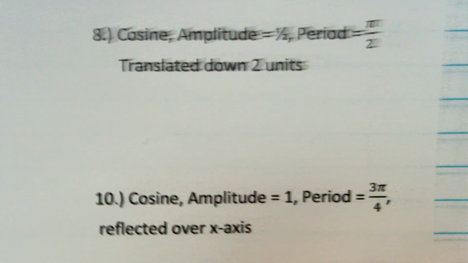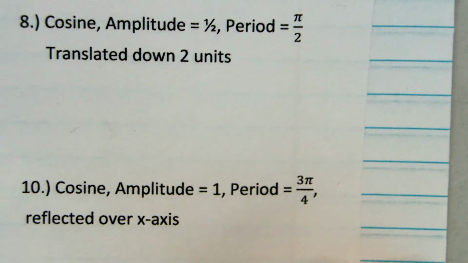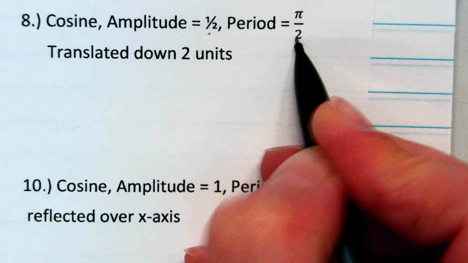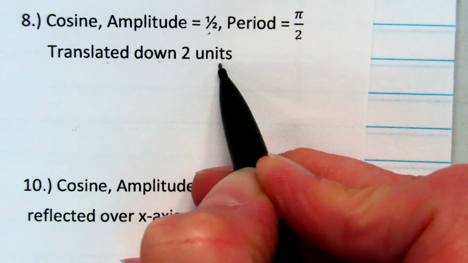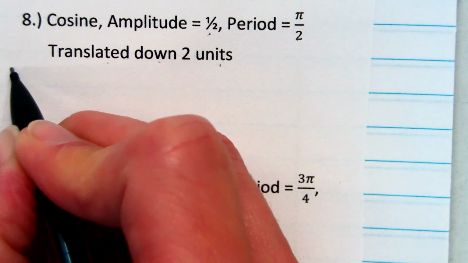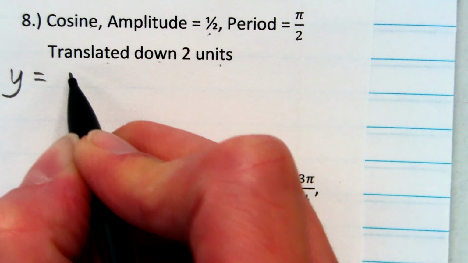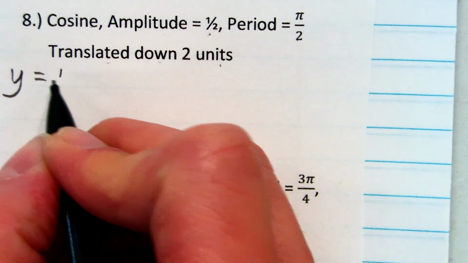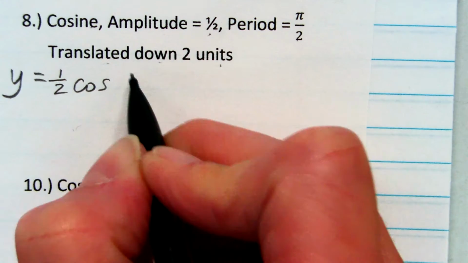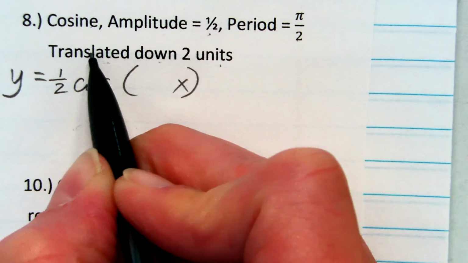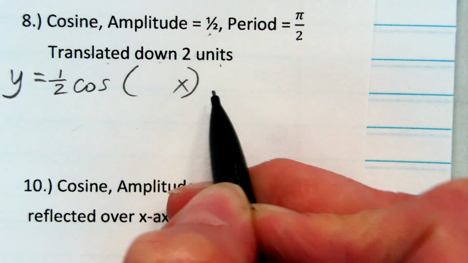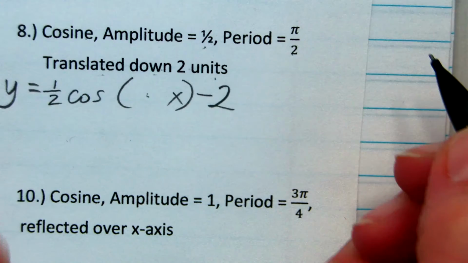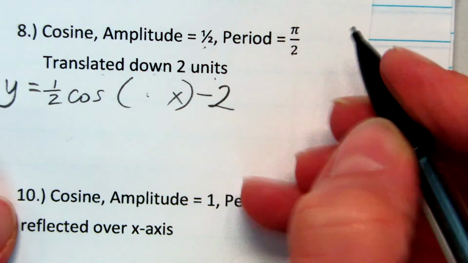So we all love fractions. All right, so on number 8, it's cosine. The amplitude's 1/2. Period's pi over 2. It's translated down 2. So we've got a little extra something there. So I'm going to have y equals, do I need to put a negative in there? No, no reflections. No. So just 1/2 cosine something x. And then the translated down 2 units, what would I put on the end? Just a -2.